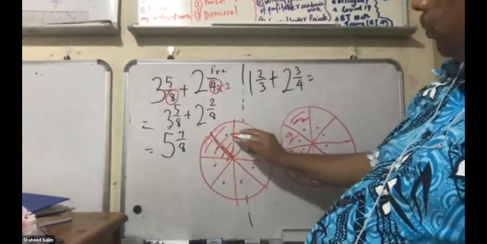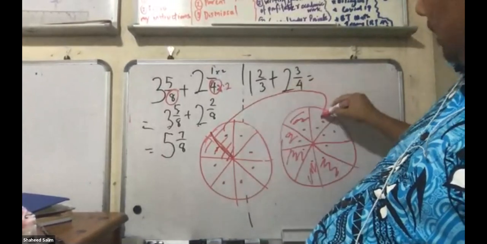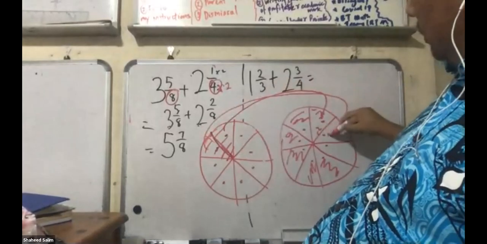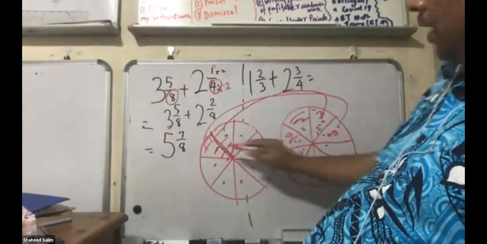Now I can put these 2 pieces here. If I put this 1 piece here, I shade it. I put another one here, I shade it. Now I have 1, 2, 3, 4, 5, 6, 7. 7 out of 8.